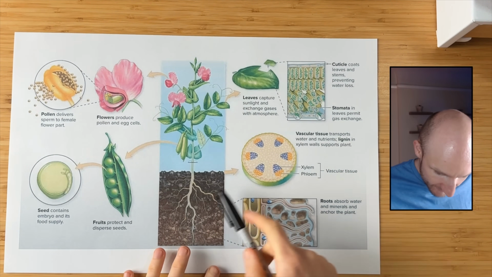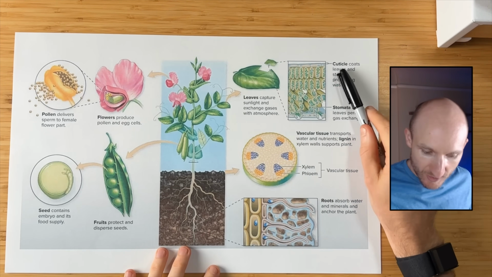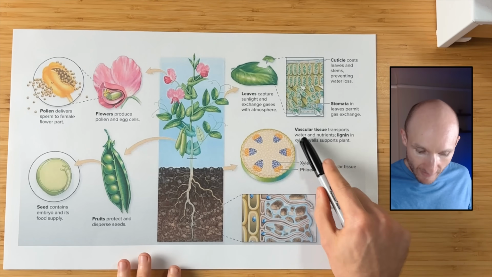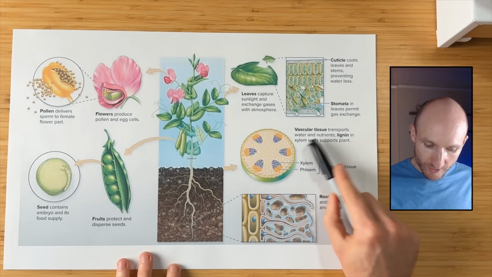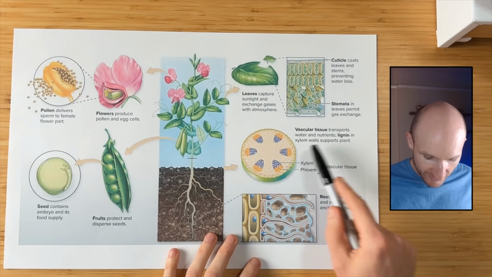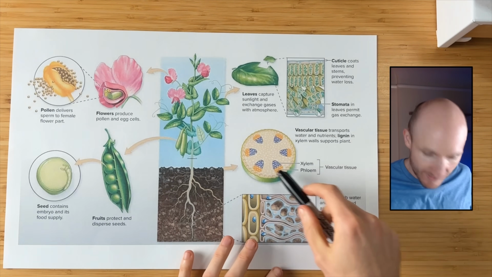And so you can see there are these things called cuticles. That's kind of like their skin. And so you can see the cuticle coats leaves and stems, preventing water loss. And then meanwhile, the vascular tissue transports water and nutrients, while lignin and xylem walls support the plant. And so the idea here is just like we have veins and arteries that need to keep the blood flowing, plants have veins and arteries too.